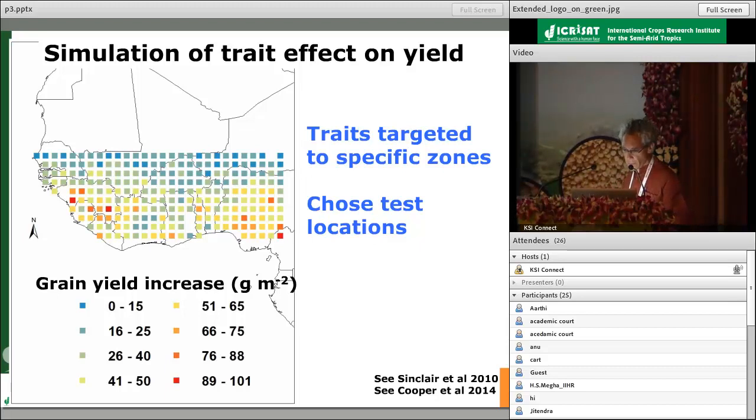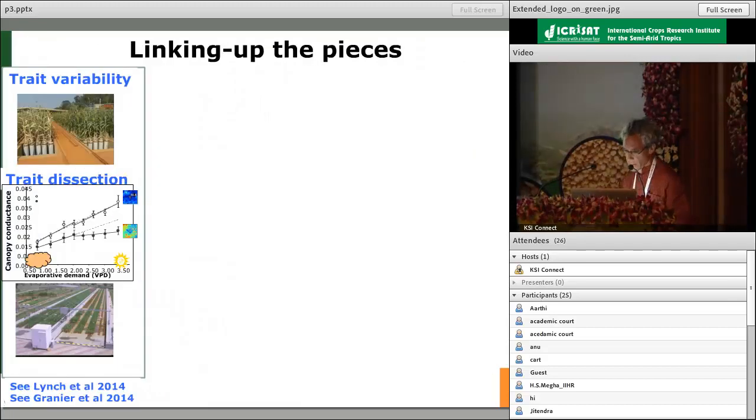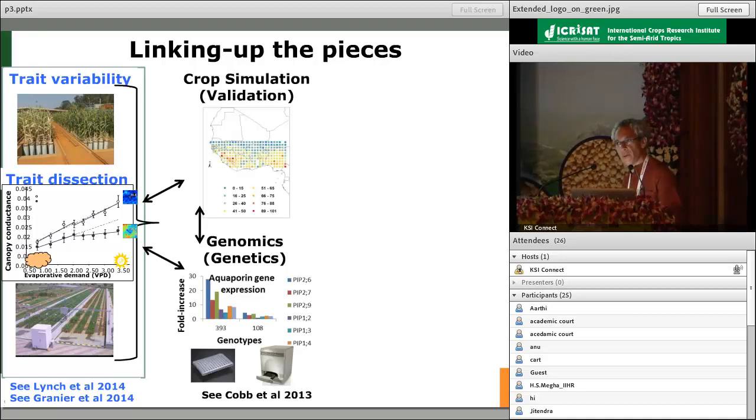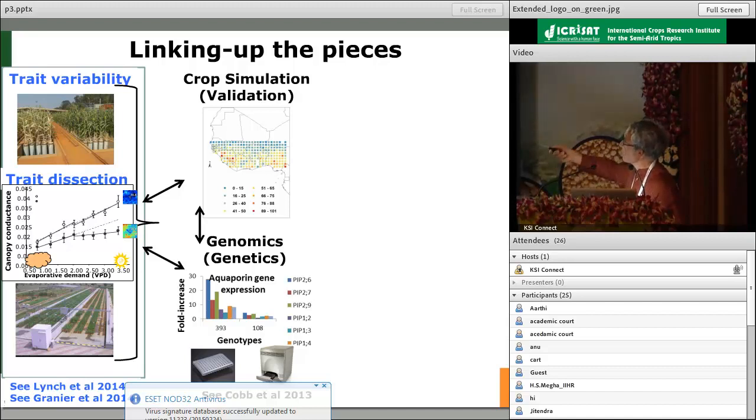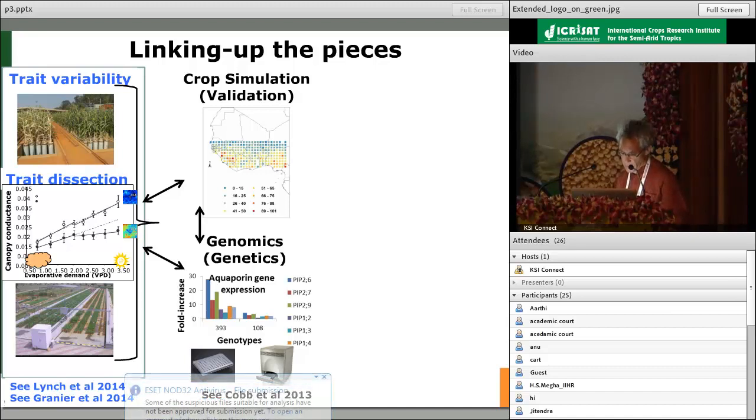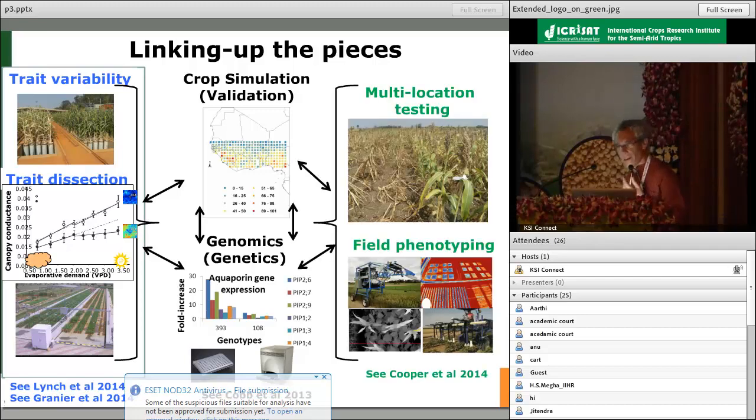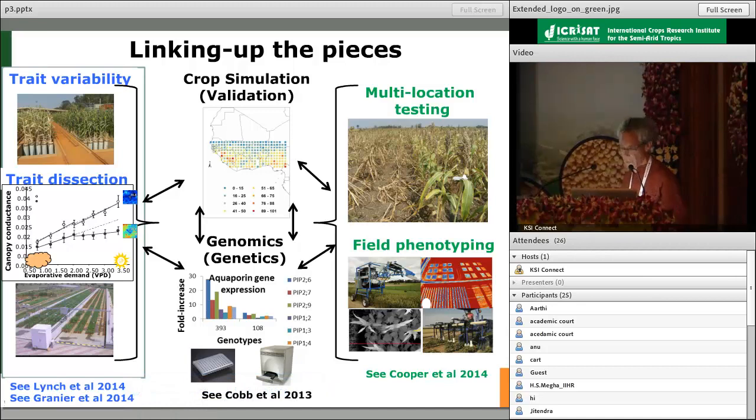To summarize, that's how I see the connection. We talked about trait variability and trait dissections. It's important to have the crop simulation layer in between to validate a trait, the value of the trait, and knowing where it's going to be working. That's also where there's an interface with genomics. Once we know it works, it's the moment to harness the genetics of those critical traits. And of course, linking all that with field evaluation. Again, the important thing is field evaluation really connected to what we do on the trait dissection side.